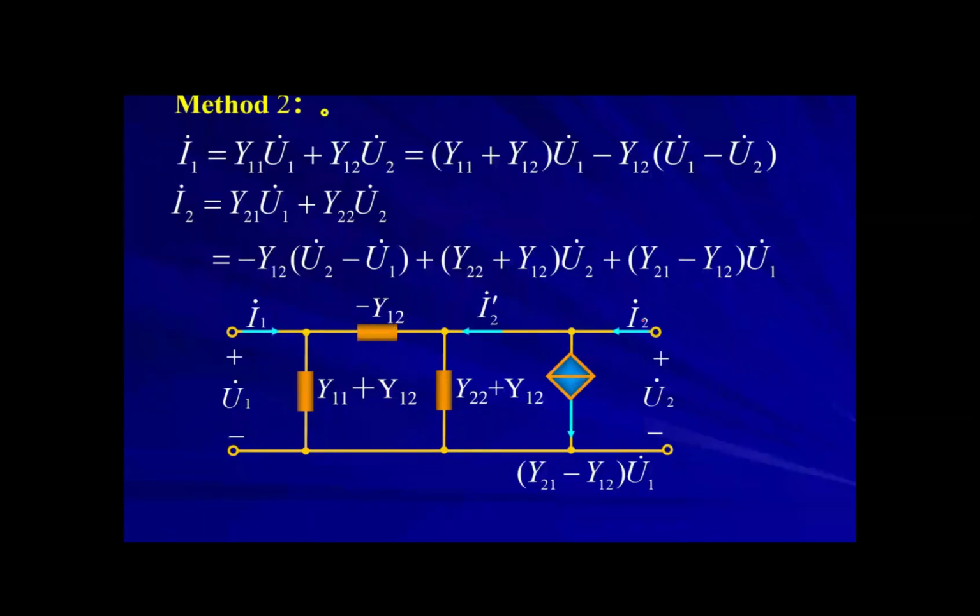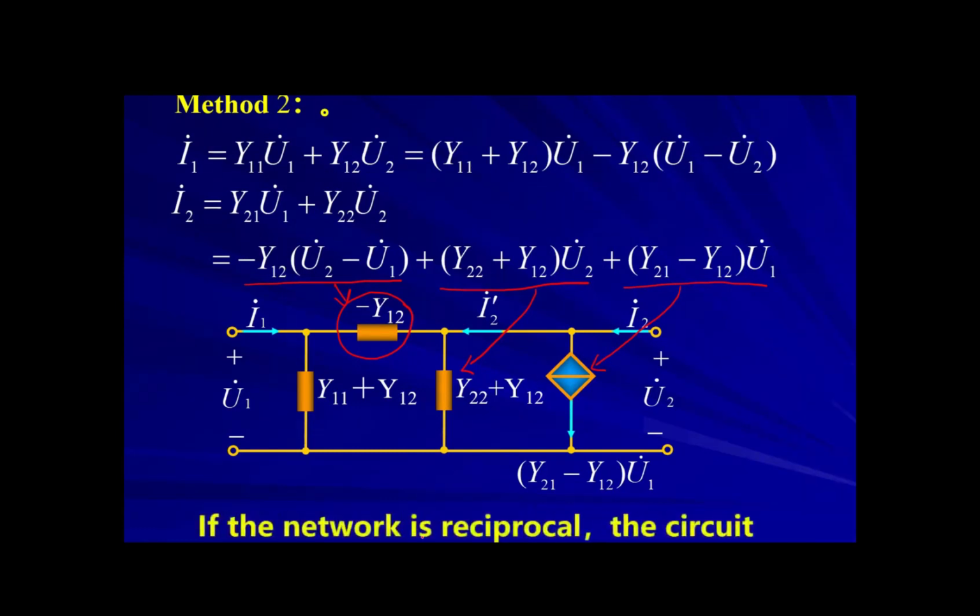For I2, I2 is here, I2 is minus Y12 times U2 minus U1. This part means this current. Y22 plus Y12 times U2 means this current. This part means the dependent source. So this is the U2 expression. And if the network is reciprocal, that means this part is 0. So the circuit will change to be a pi circuit.